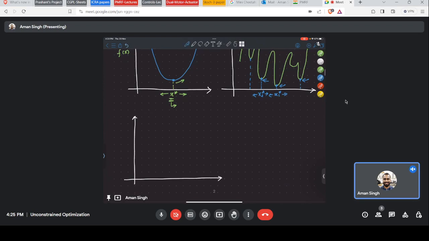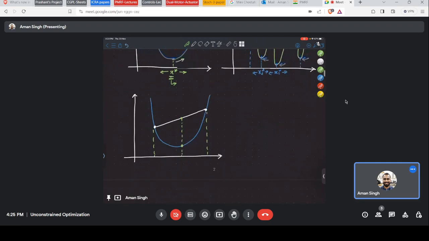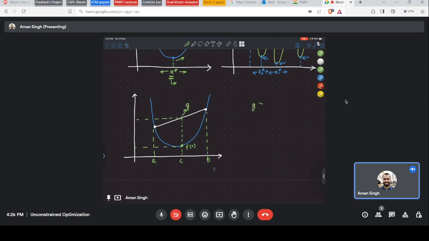So if we look at some functions like this, and if we take 2 points and join them with a line, you can very well identify that the value of the function at any point between these 2 points, let's say a and b are 2 points and c is a point in between the two, then f(c) is smaller than the value of the point on the line. So f(c) is always smaller than that. You can take any 2 points and this will always be true. Let's call it g. So g will always be greater than or equal to f(c).